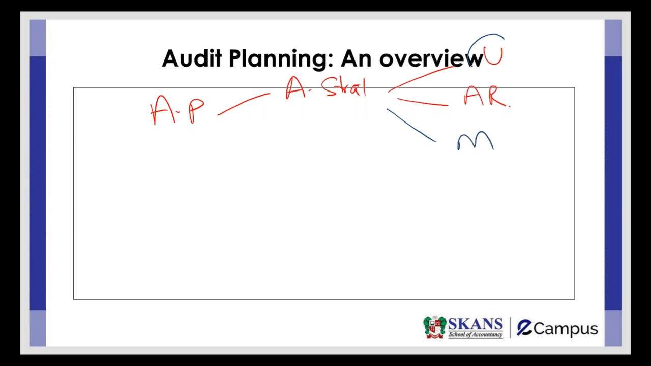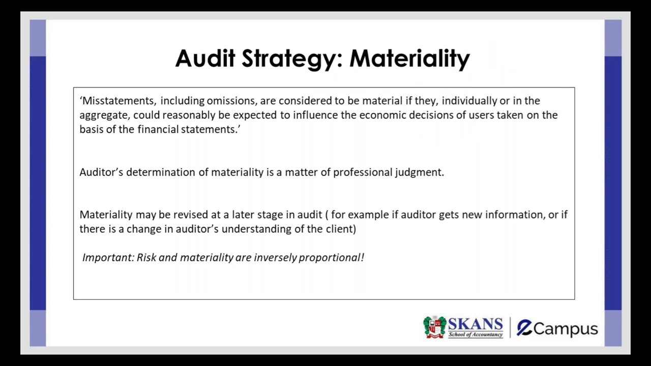So once I've understood the client, once I know what the risks of material misstatement and detection risks are, I'm now ready to work on materiality. The knowledge portion again is important. We know from our earlier studies that a misstatement would be material if it affects the economic decisions of the users. So for example, a company which has a revenue of 20 million, a misstatement in revenue of $500 might not be material. Okay, so that's the idea we're looking at.